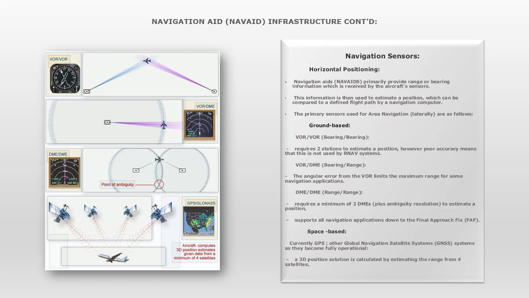bearing, requires two stations to estimate a position. However, poor accuracy means that this is not used by nav systems. VOR-DME, bearing range. The angular error from the VOR limits the maximum range for some navigation applications.